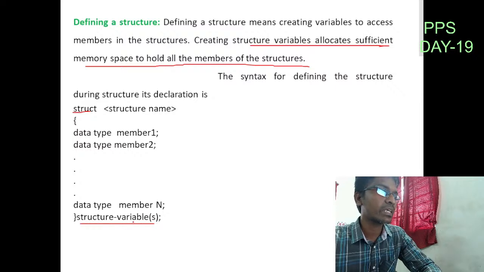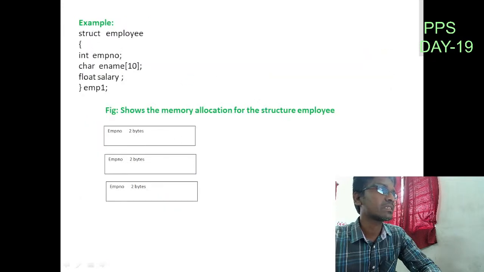So you can create more than one structure variable for accessing the structure members. Whenever you create a structure variable, only then will it allocate sufficient memory space for the members. So that is the meaning of defining a structure. And this is an example.